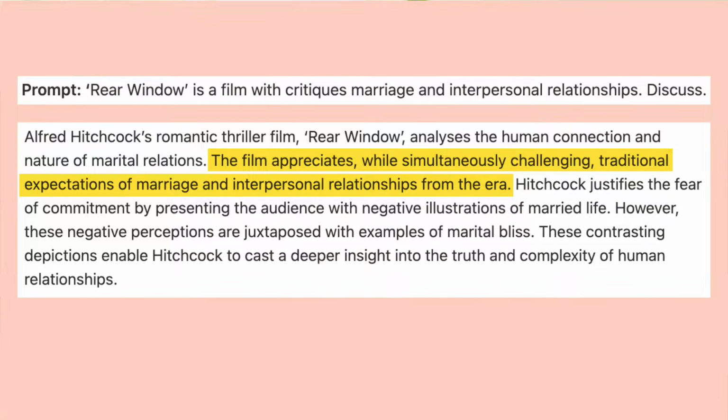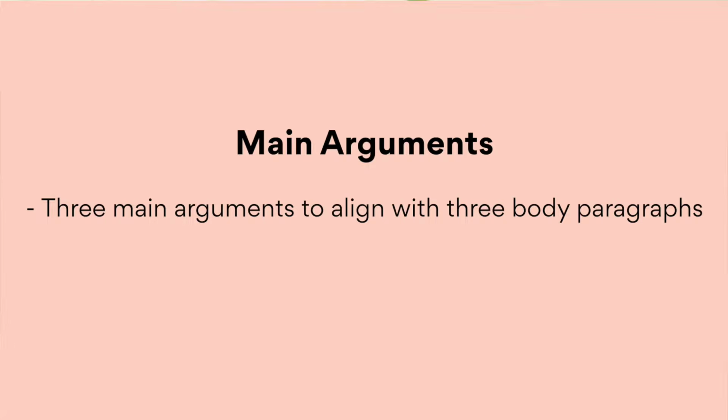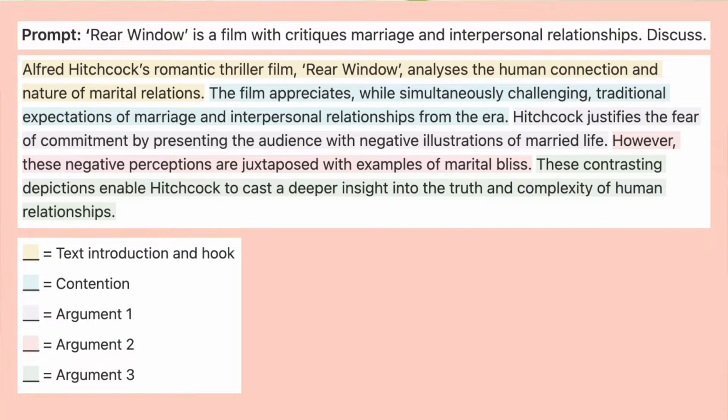too. You should also definitely include your main arguments in your introduction. For most text response essays, this will be 3 main arguments to align with 3 body paragraphs. In this example, you can see that Hitchcock justifies the fear of commitment by presenting the audience with negative illustrations of married life. Is argument 1. However, these negative perceptions are juxtaposed with examples of marital bliss. Is argument 2. And these contrasting depictions enable Hitchcock to cast a deeper insight into the truth and complexity of human relationships. Is argument 3. Strong arguments will be clear, relevant to the prompt, and easily distinguishable between them.